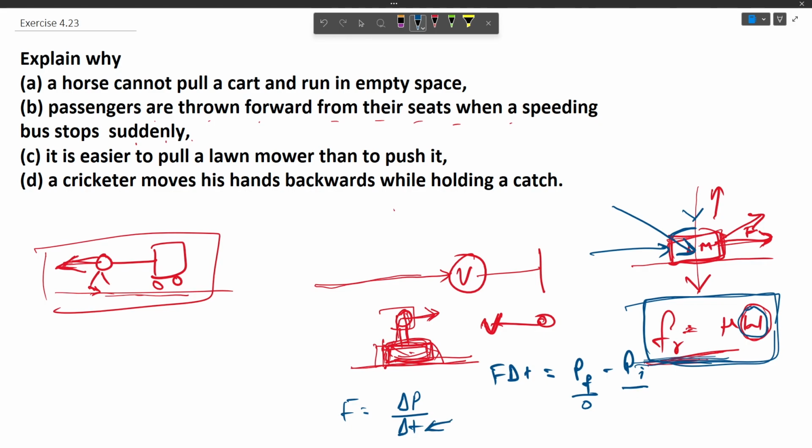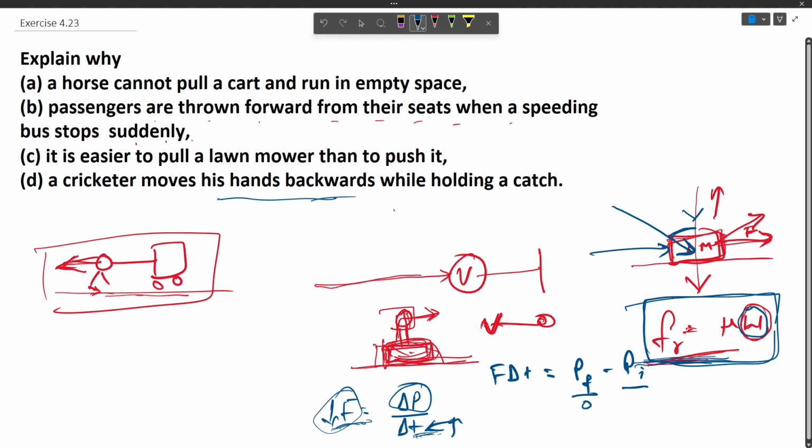ball. When the ball is being stopped, the momentum boils down to 0, so delta p has more time to come to 0. Thereby if delta t is increased, force is decreased. If delta t increases, force decreases. Thus the effort to catch the ball reduces when the cricketer pulls his hand backward, because delta t has increased and therefore the ball is caught easily.